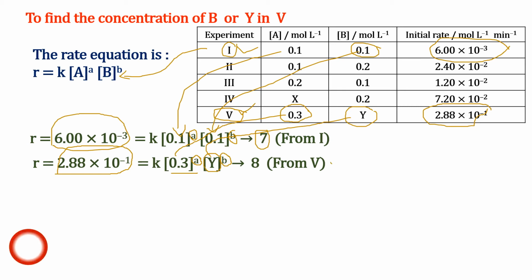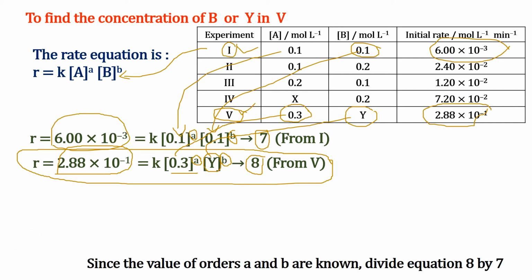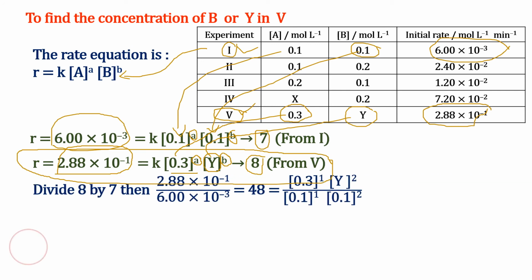So this equation is based on experiment number 5. Let us call this equation 8. Now we are going to find the value of Y, because the values of orders a and b are known. a is equal to 1 and b is equal to 2. So the value of Y can be estimated from these two equations. Divide equation 8 by 7, then we have this value.